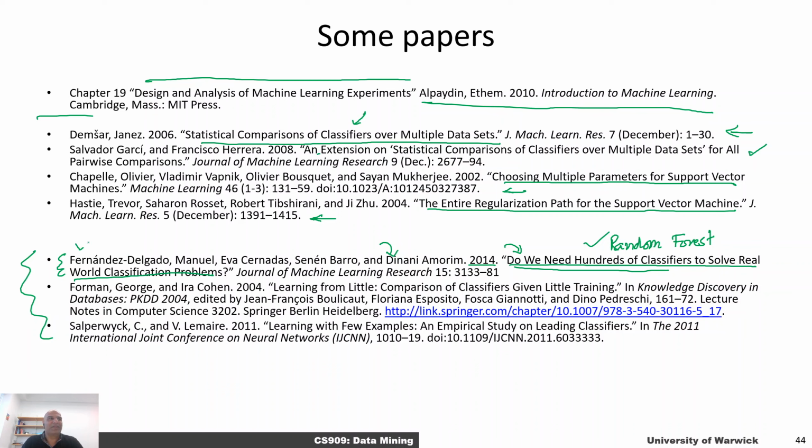So please go ahead and read this paper as a sort of case study in understanding how performance evaluation can be done for different classifiers. This is a paper on learning from little, a comparison of classifiers given little training, and learning with few examples. That's going to help you understand what to do when you've got a very small number of examples.